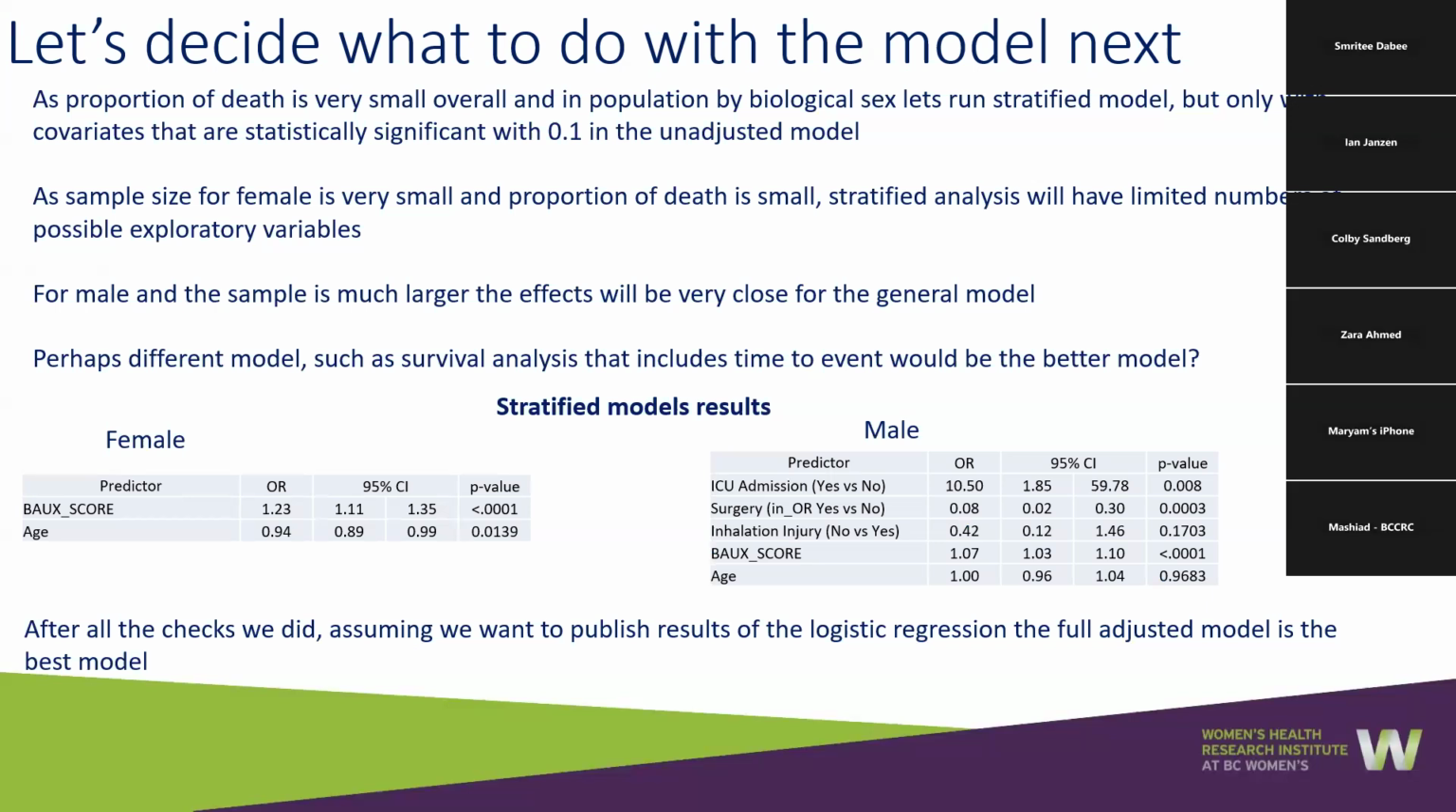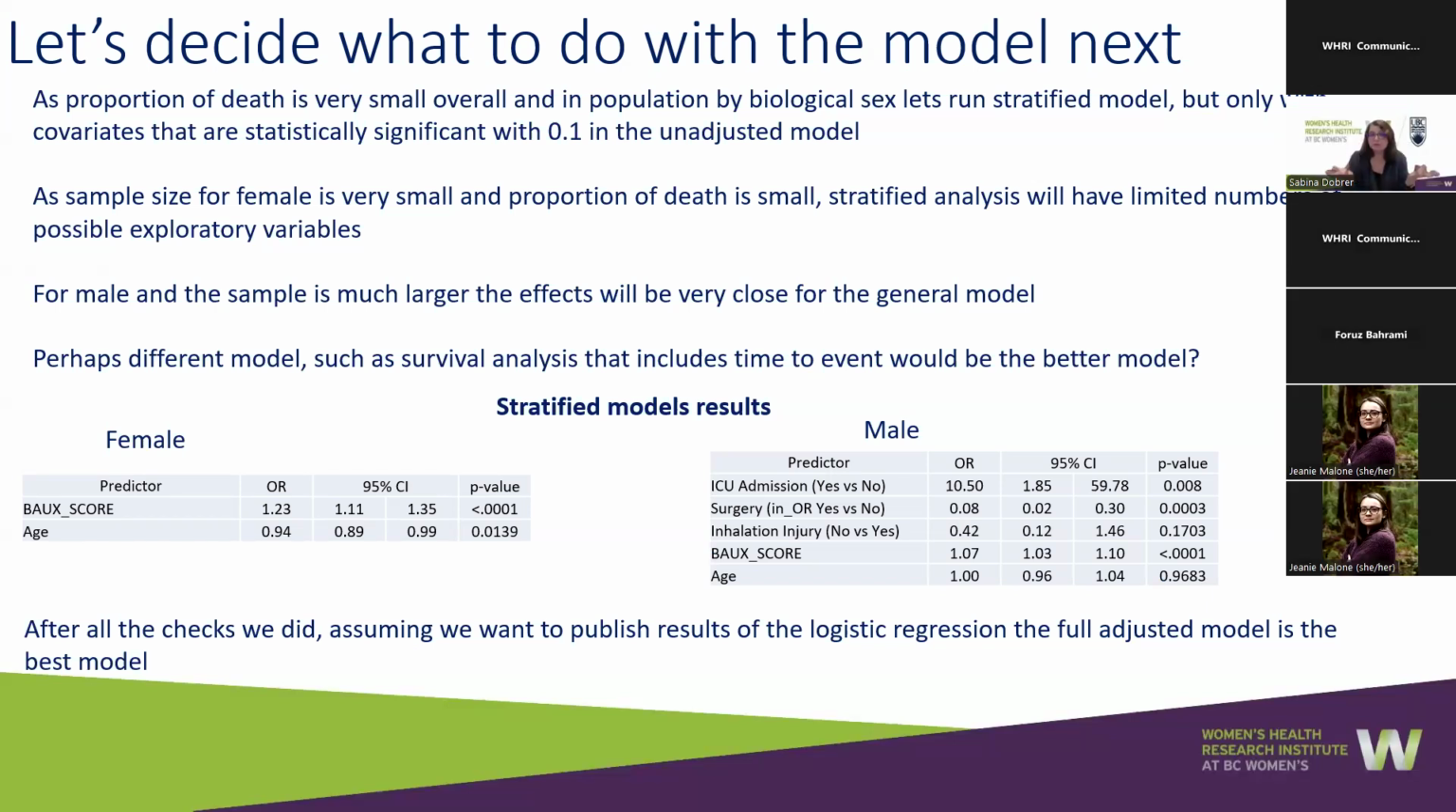So I said, okay, I'm going to do due diligence. I'm going to do an adjusted stratified model by sex and see what I got. Only 35 females died, a small amount. So in the final model, only bow index and age were included and both are statistically significant. Everything else was not statistically significant in the full model, and I removed them. For male, because the sample size is much larger, the male results will be very similar to the results for our model for the full sample.